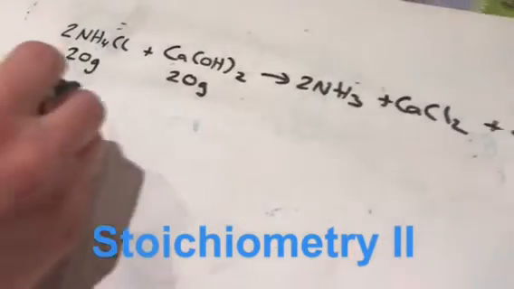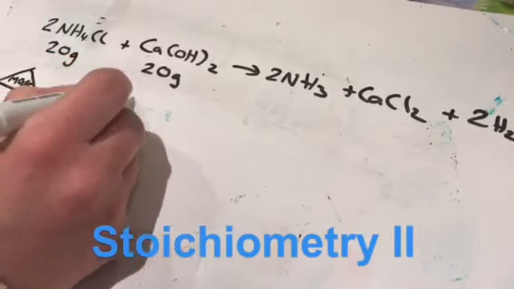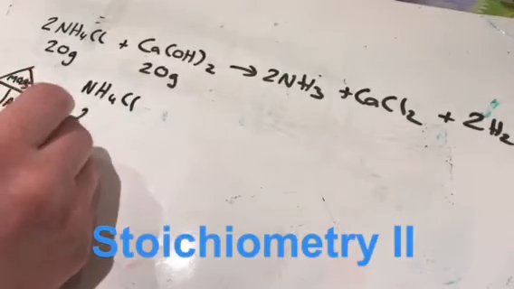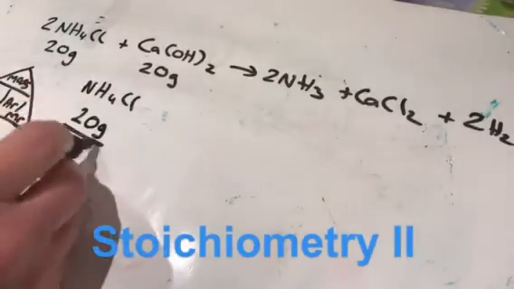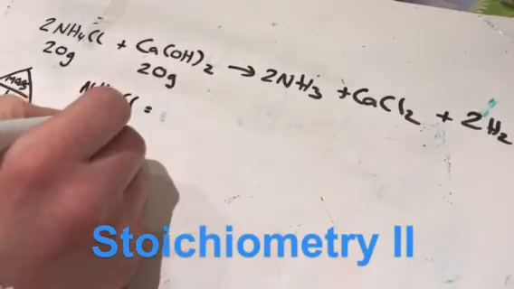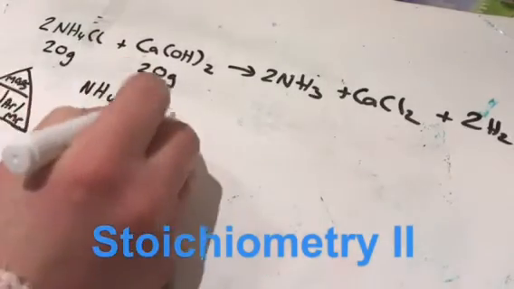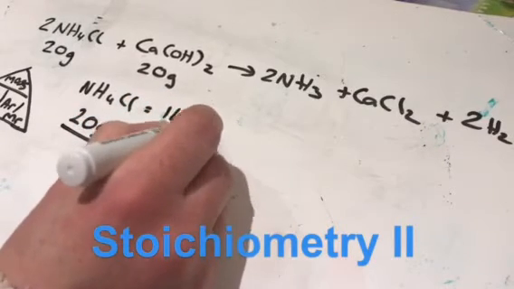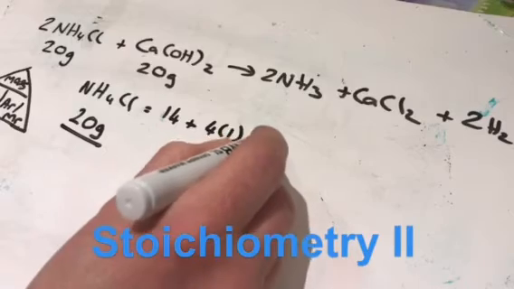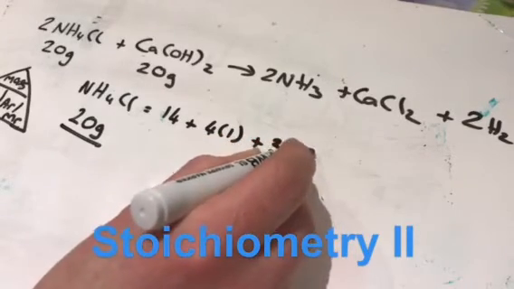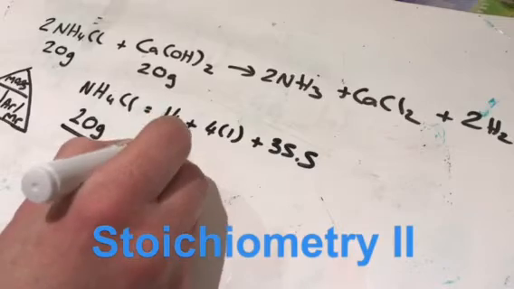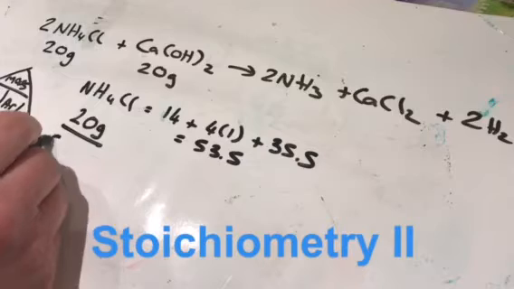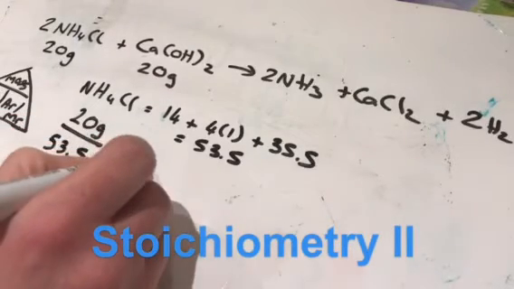Okay, so let's do NH4Cl first of all. We've got 20 grams of it, and we're going to have to divide it by the weight of that. So let's work out the weight of your ammonium chloride. It's going to be 14, that's the mass of the nitrogen, plus 4 by 1 because that's hydrogen, plus chlorine, which is 35.5. When we add all of that up, that works out to be 53.5 grams. So 20 grams divided by 53.5 will give us the number of moles of our ammonium chloride.